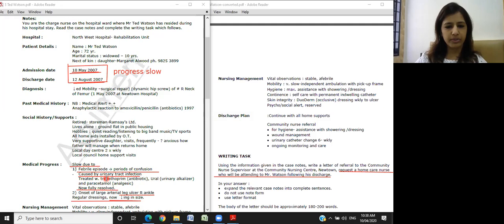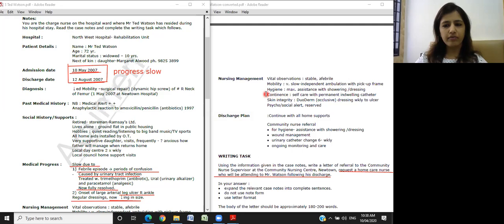So what are the main problems that he still has? You can see here that the infection has resolved, so vitally he is stable. So that is no longer a problem. Mobility, he was admitted with decreased mobility. So what is his situation now? Now also he is very slow, but he can independently ambulate with a pickup frame. So pickup frame is the walking aid that they use.